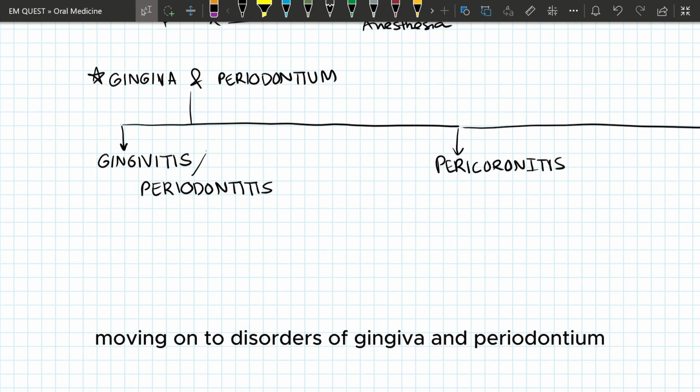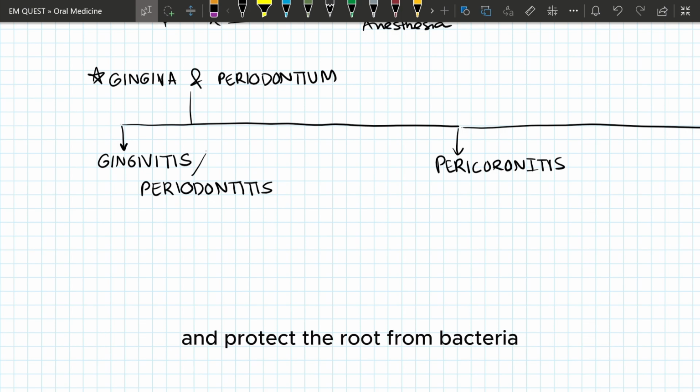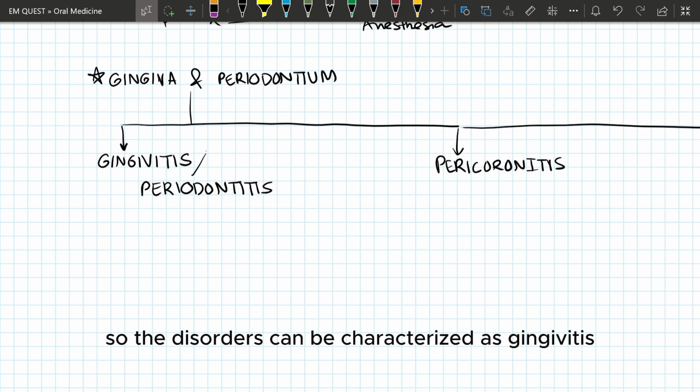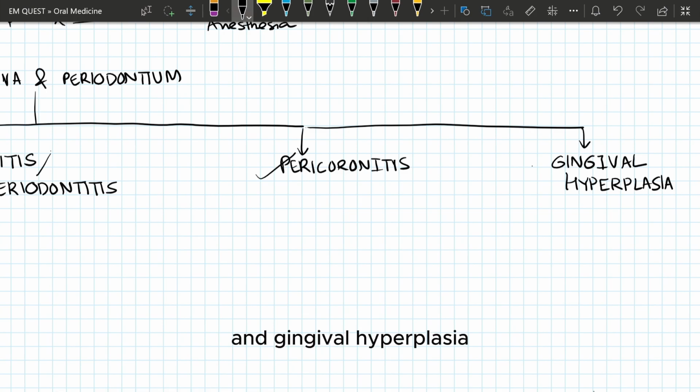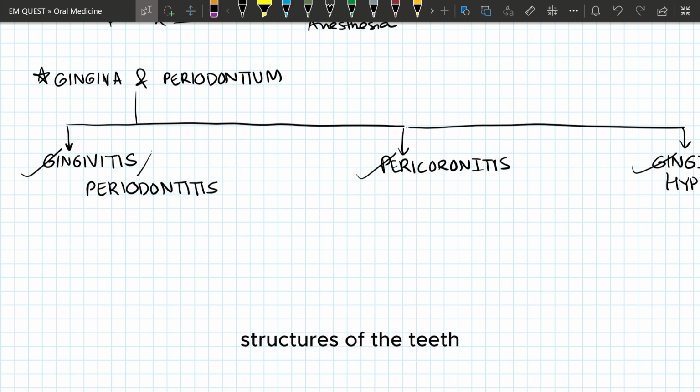Moving on to disorders of the gingiva and periodontium. The periodontium's purpose is to hold the teeth in place and protect the root from bacteria. The periodontium is basically the attachment apparatus plus the gums. The disorders can be characterized as gingivitis, pericoronitis and gingival hyperplasia. Gingivitis or periodontitis is basically the inflammation of the surrounding structures of the teeth, which include the gingiva, alveolar bone, cementum, and periodontal ligament.